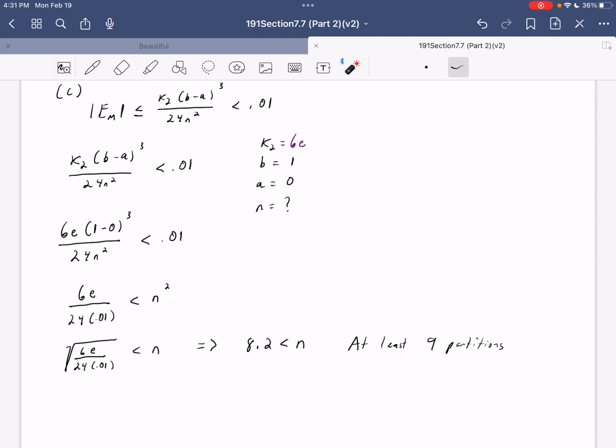So this wraps up the second major component of this section 7.7, numeric or approximate integration. In our next video, which will be the last one about 7.7, we will introduce one final approximation method called Simpson's rule and also discuss an error-bound formula for that approximation as well.